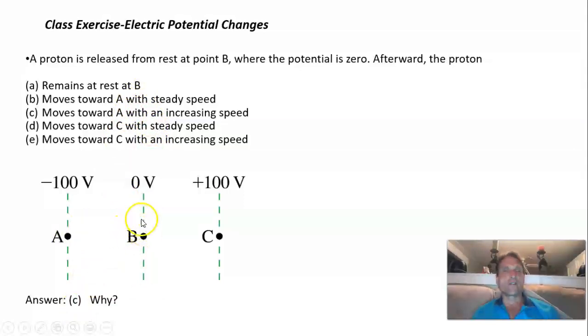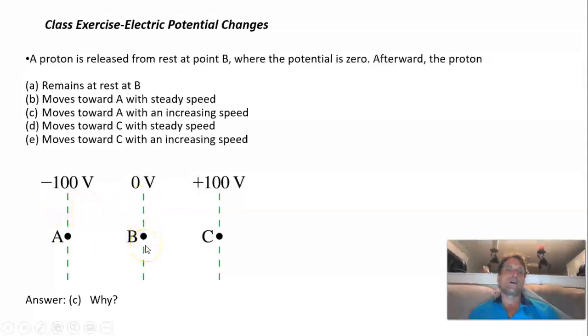Well, it's going to be losing potential energy, right? It's going from 0 to negative 100 volts. So it's going downhill from higher to lower potential energy. And so it must be gaining kinetic energy, or in other words, the speed is increasing. So the answer is that the particle will move toward A, and it will move with increasing speed. So positive charges, if left at rest, will go downhill.